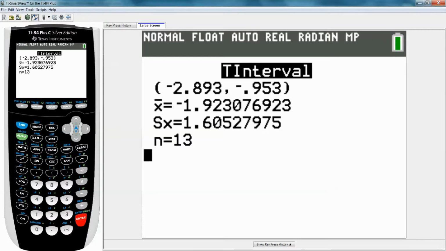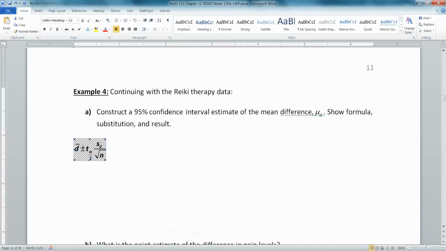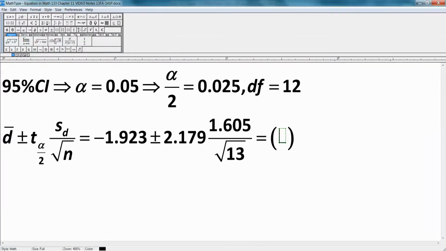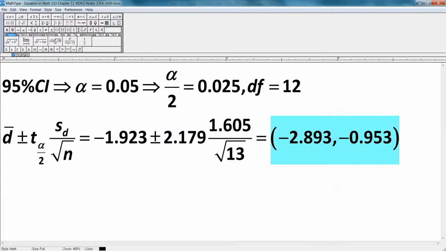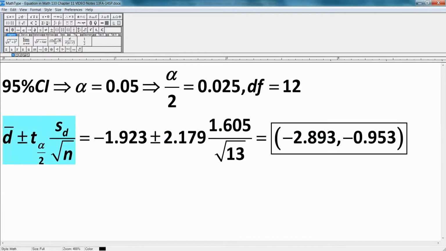And there it is. Negative 2.893 to negative 0.953. All right, let me fill that out. Negative 2.893, comma, negative 0.953. And there's our final result. Okay, so we showed the formula here. We showed the substitution here, all parts of it. And then we showed the result. Done with that.